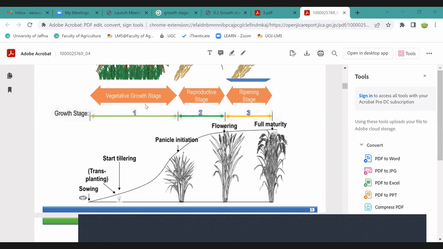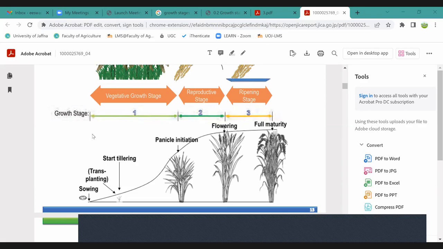But if it is a 2 month vegetative growth stage, then throughout that period, you have to ensure you provide better management to the crop, right? So when the period is longer, it's always risky.